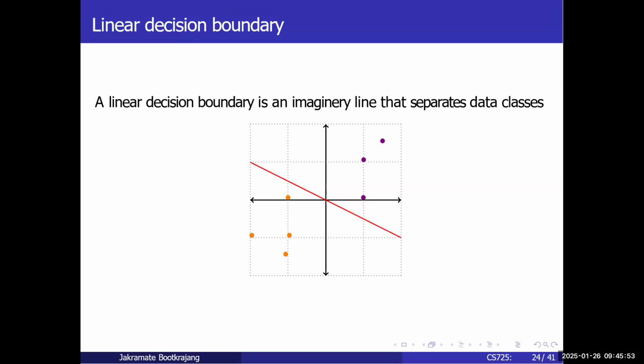So we have our data, right? We have these yellow dots and purple dots. These are our data, and our data have two classes, right? Yellow and purple. And a decision boundary is an imaginary line, right? It's basically you draw the line, and one side of the line would be one class, another side of the line would be another class. And your objective is to actually find this line.